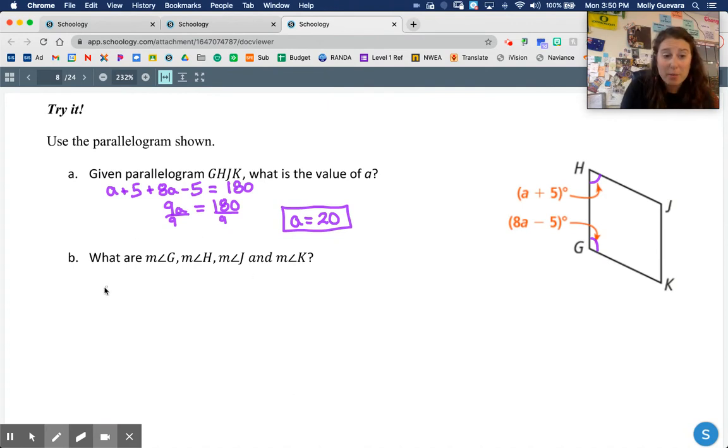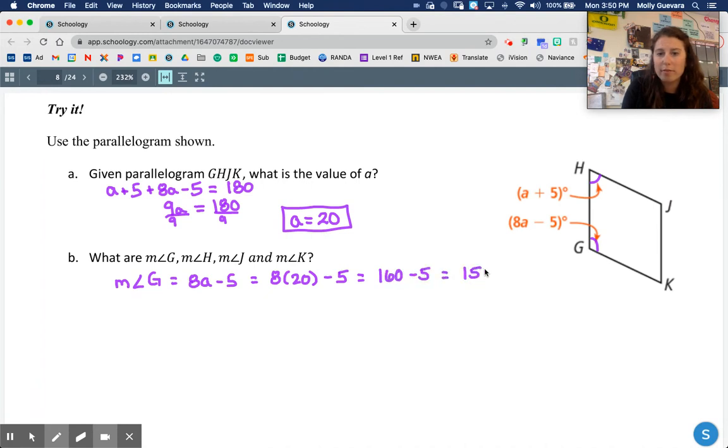Now in the second part, it says, what is the measure of angle G? So we can just start there. Angle G is 8A minus 5, right? So it is 8 times 20 minus 5. 8 times 20 is 160 minus 5. So I get 155. So the measure of angle G is 155.